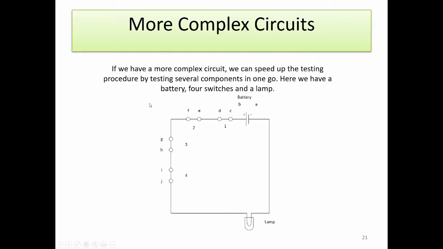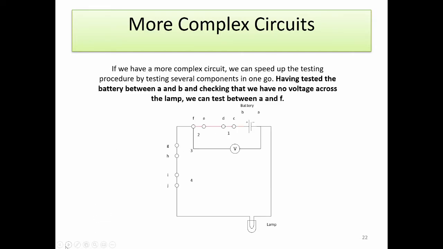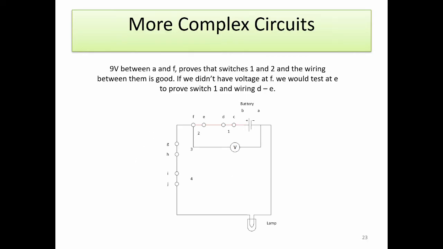If we've got a more complex circuit, we can speed up the testing procedure. So in this circuit, we've got a battery, 4 switches, 1, 2, 3, and 4, and a lamp. Having already tested the battery, and the lamp, and we got voltage at our battery, no voltage at our lamp, we can test approximately half the circuit in one go.